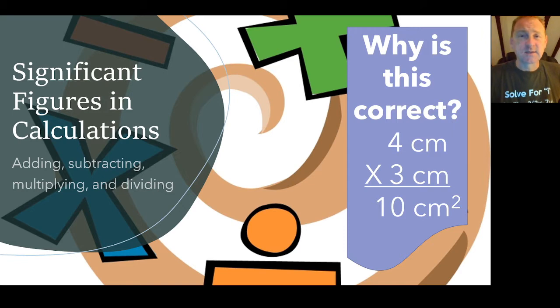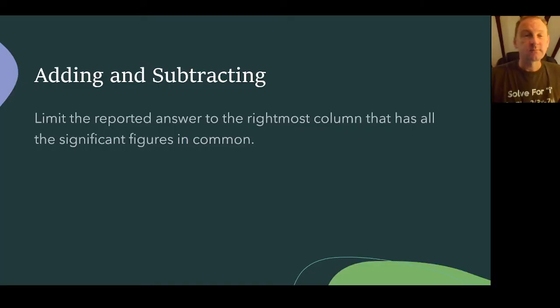The next thing is we're going to do some calculations. This will go a lot better if you pause the video right now and get yourself a calculator. Work through the things with me, and it'll make a lot more sense. By the end of this video, you will understand why 4 centimeters times 3 centimeters is actually 10 centimeters squared. Let's get rolling. The rules for adding and subtracting.